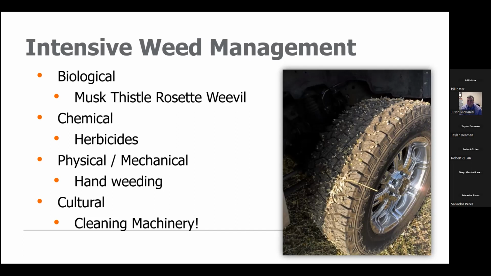Chemical control, obviously that's going to be more of your herbicides that you would use. Physical and mechanical, some examples would be hand weeding or mowing, things like that. And then cultural would be like cleaning machinery, cleaning your hay equipment. If you can see in this picture over here on the right, you see all those stickers. If you drive through a field, you're just introducing all of those seeds to a field. So make sure you clean everything. If you can purchase clean bales of hay that's not too weedy, that can really help decrease the number of weeds that are introduced into your field.